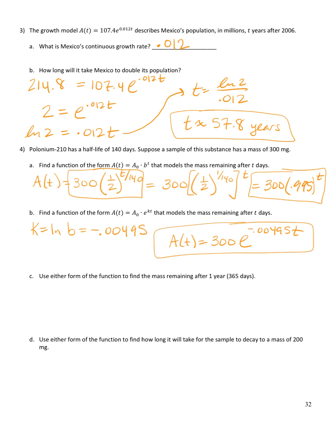Use either form of the function to find the mass remaining after 1 year, or 365 days. So I'm going to use my original form, the first one I wrote down, 300 times 1/2 to the t over 140, and then I'm going to plug in 365 for t.